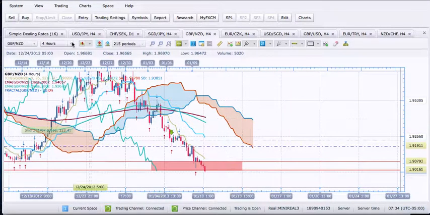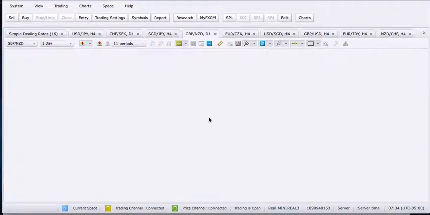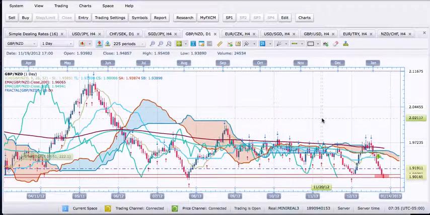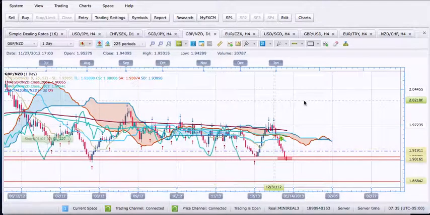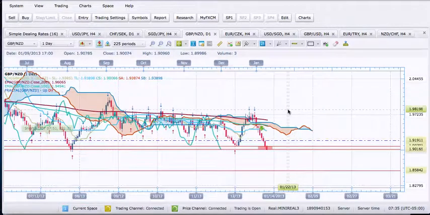Well, the first thing you want to do is get your bias from the day chart. So I'm going to go to the day chart and look at it. And with the Ichimoku system, it makes it really easy. I'm just going to explain a little bit about the Ichimoku system.